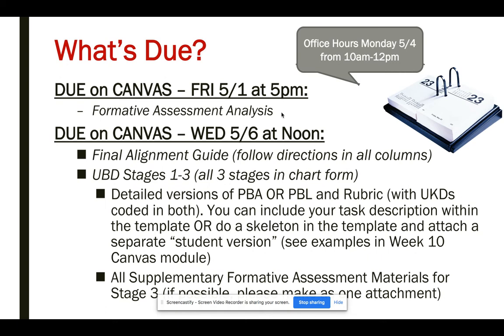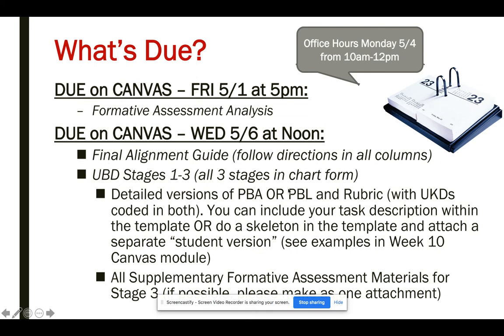You might look at a direction and go, I don't know how to do that. Then go look at the exemplar and see how they did it. And you'll even see, if you look at both of them, they took different approaches to meet the criteria. So that is due Friday at 5. And then Wednesday at noon, your final alignment guide. Make sure you have everything in all the columns. You'll only have 3 in your test column because you only asked 3 test questions, and that's okay.